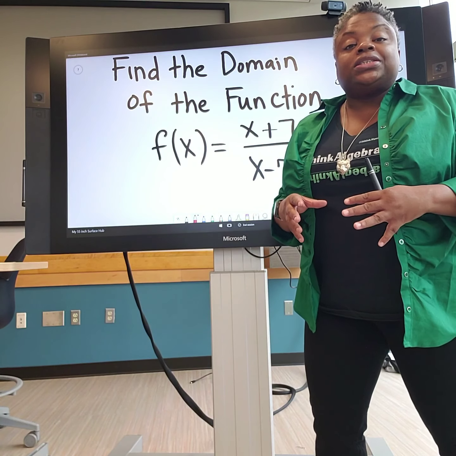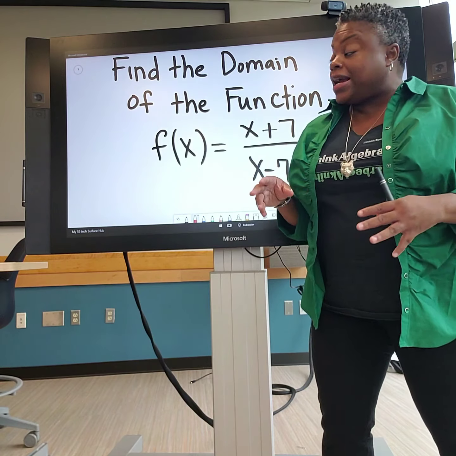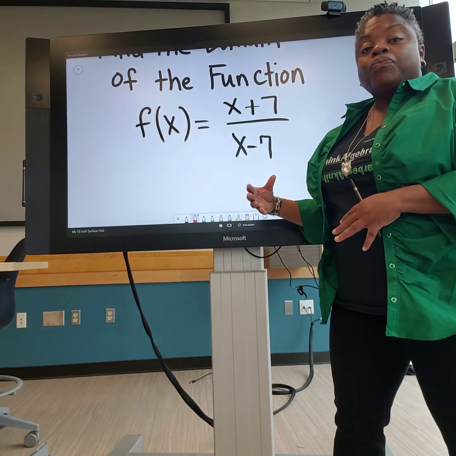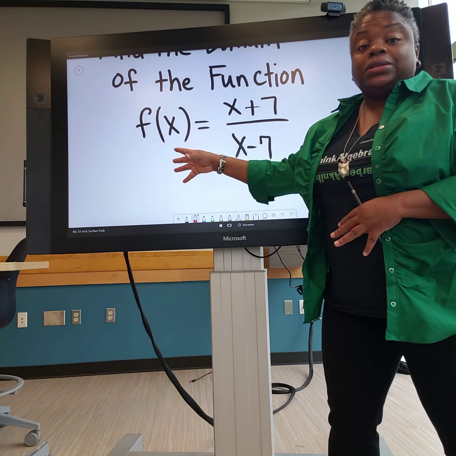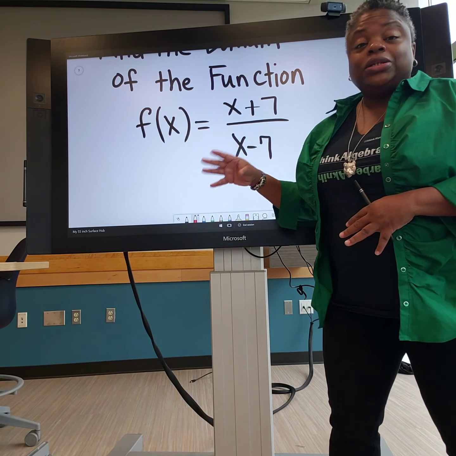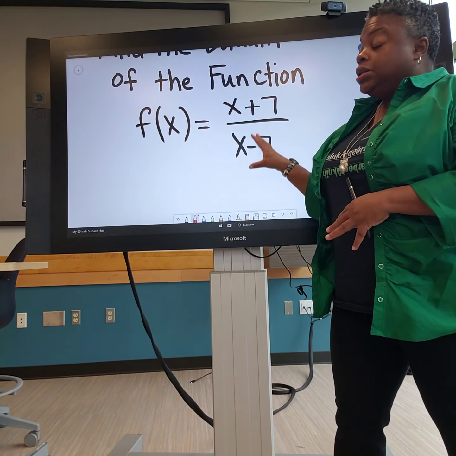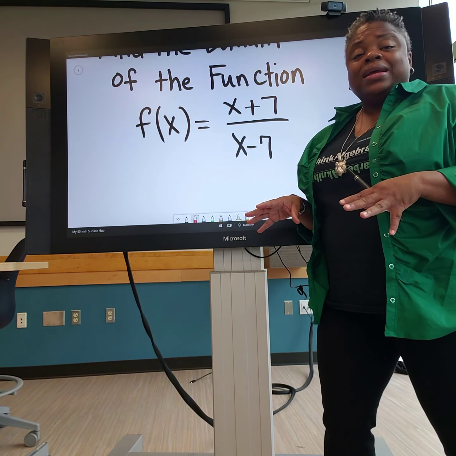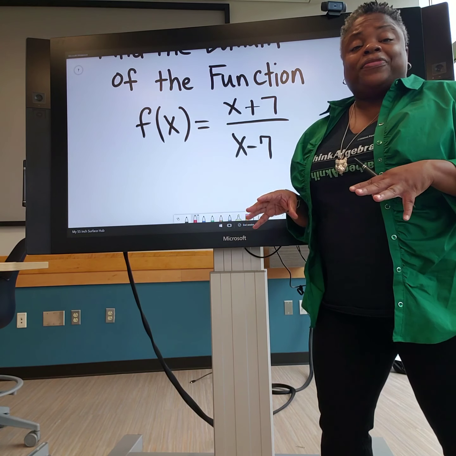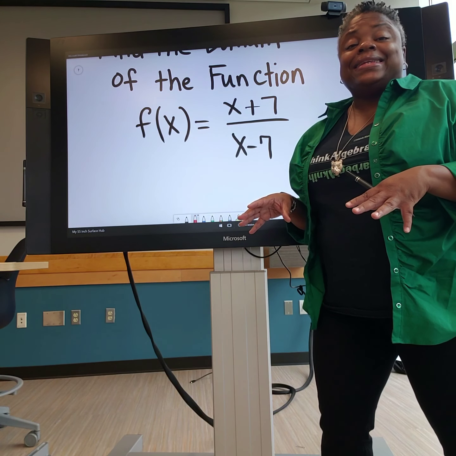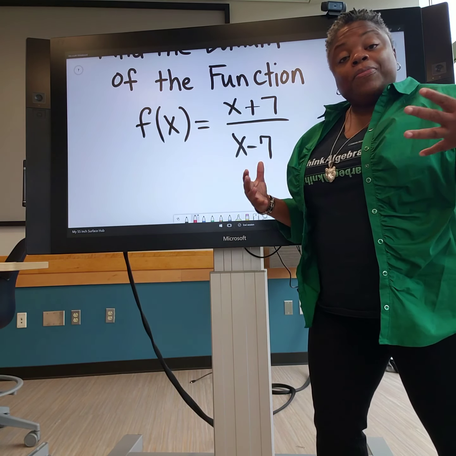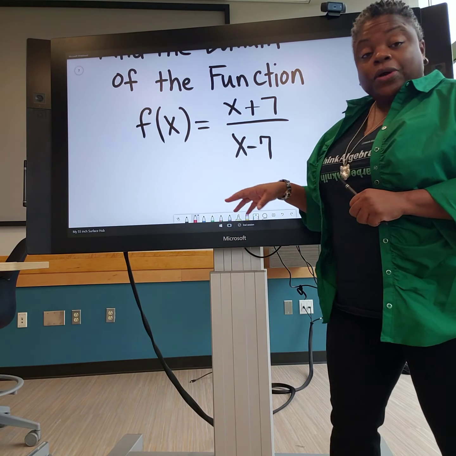So one of the restrictions is when you have a fraction. Whenever you have a fraction, you want to set your denominator equal to 0. You don't do anything with the numerator. You only do something with the denominator because you want to know what number is going to make my function undefined, and then once you know that number, you want to exclude that number from your domain.